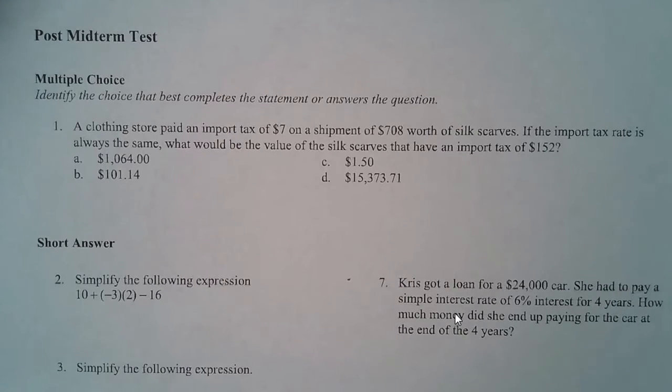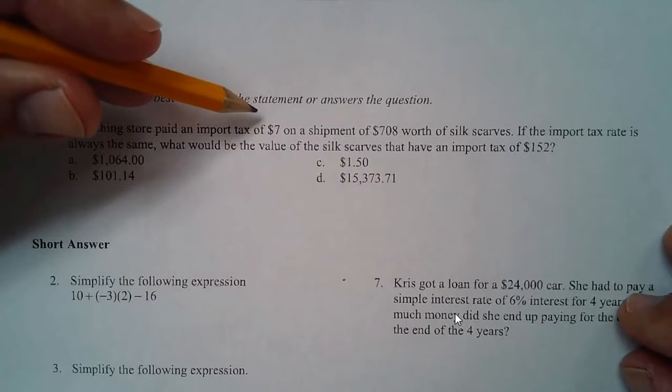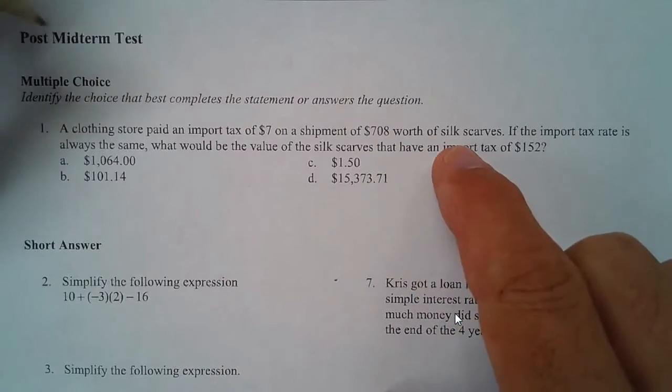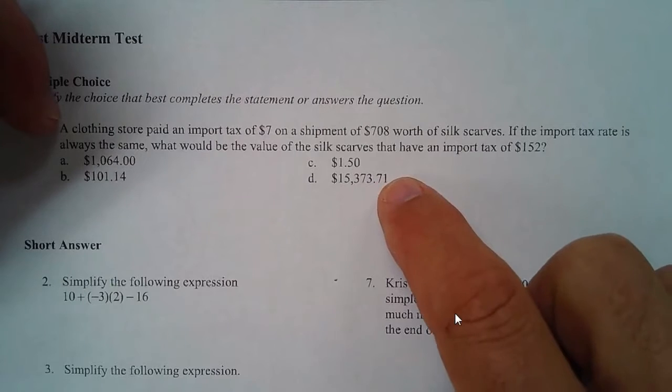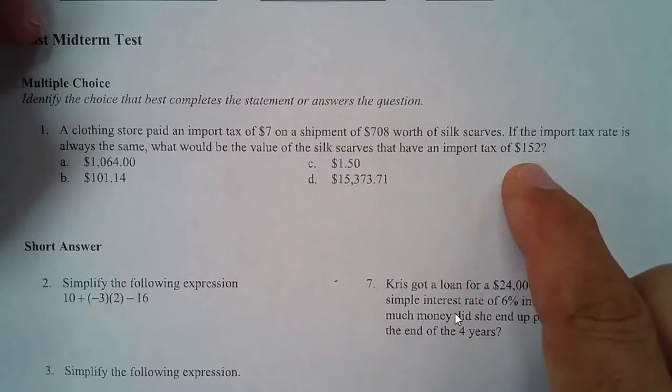Okay, post-midterm test for Math 7. And I'm going to go through all 10 questions. The first one: a clothing store paid an import tax of $7 on a shipment of $700 worth of silk scarves. If the import tax is always the same, what would be the value of the silk scarves to have an import tax of $152?